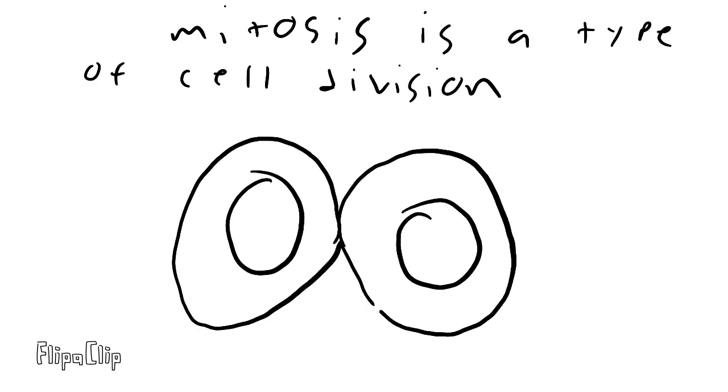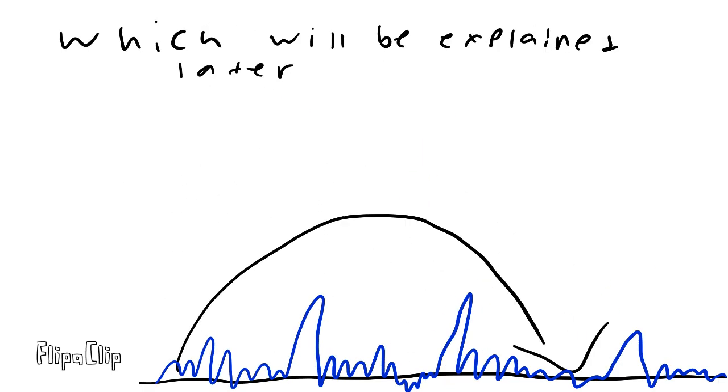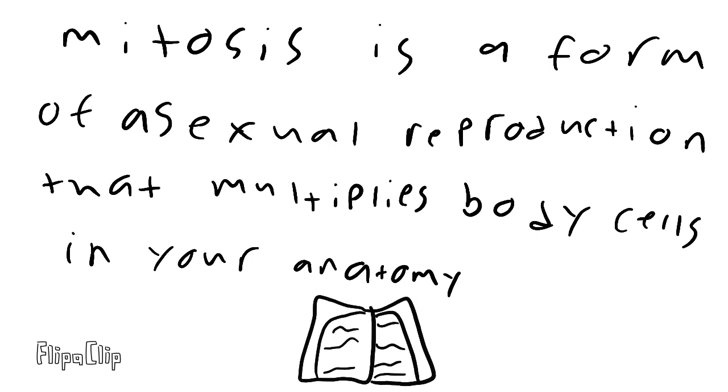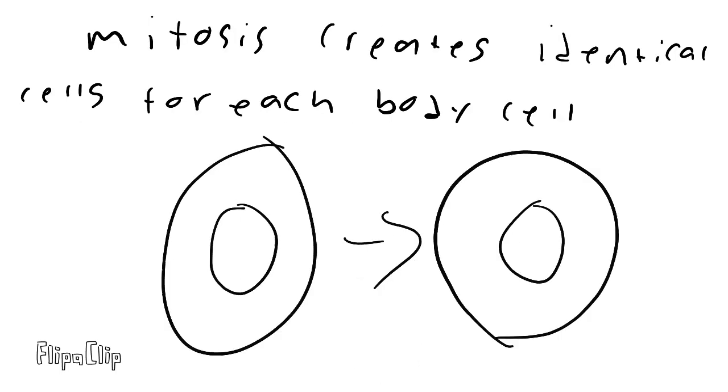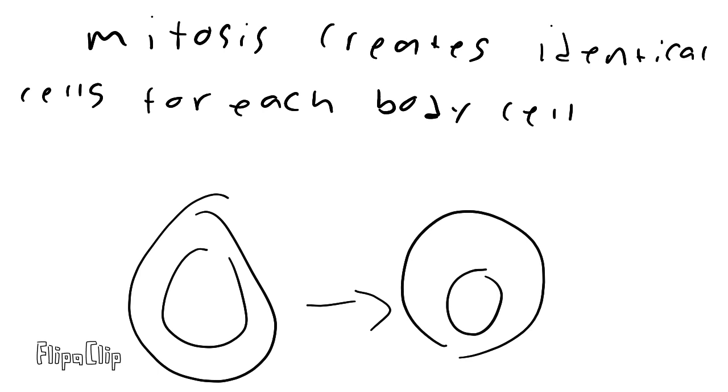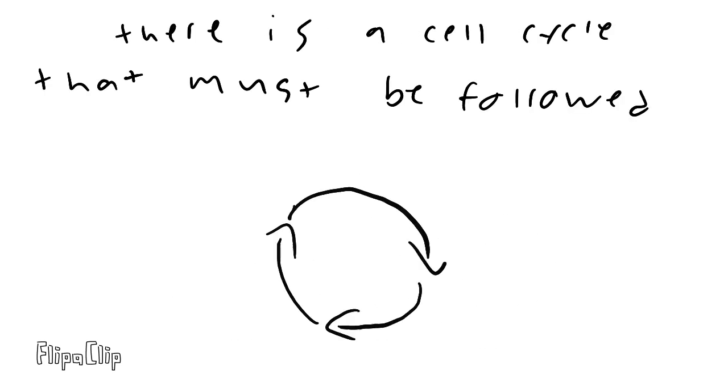Mitosis is a type of cell division, not to be mistaken with meiosis, which will be explained later. Mitosis is the form of asexual reproduction that multiplies body cells in your anatomy. Mitosis creates identical cells for each body cell. To create these exact copies, there is a cell cycle that must be followed.